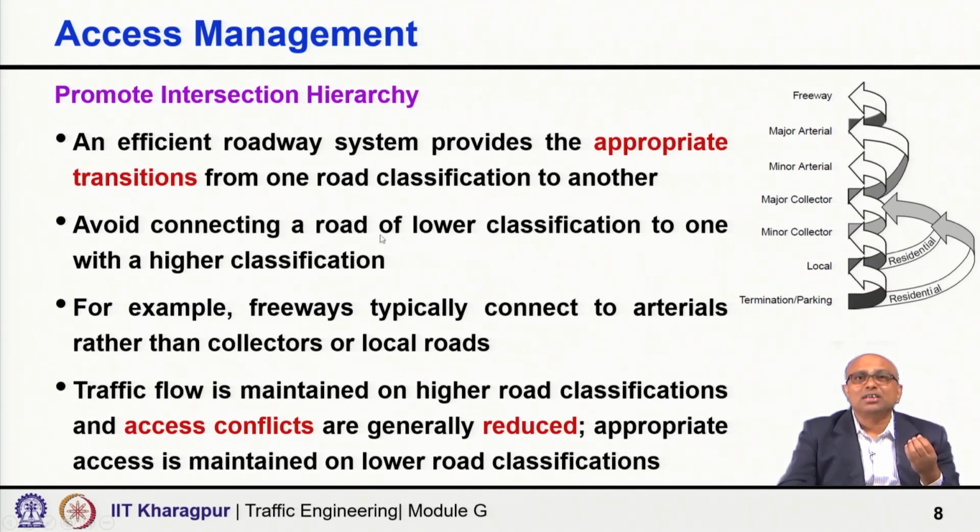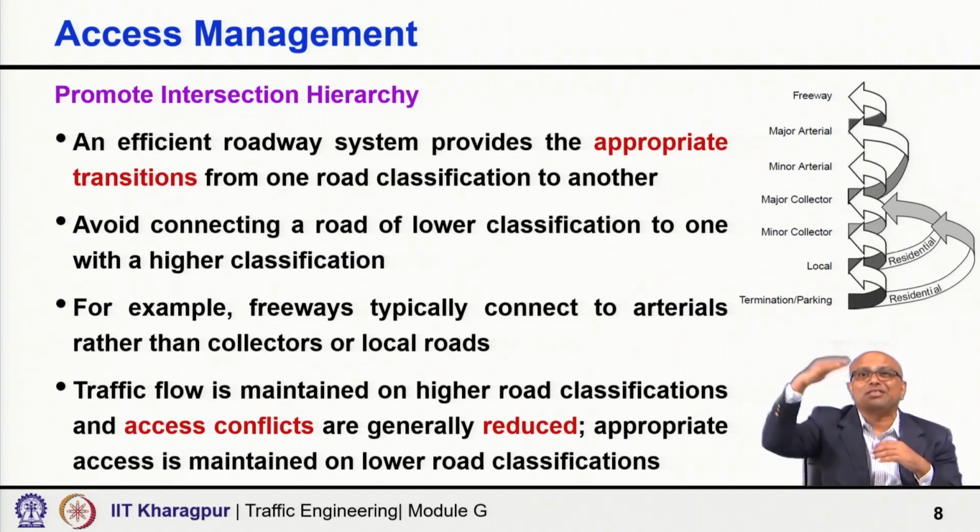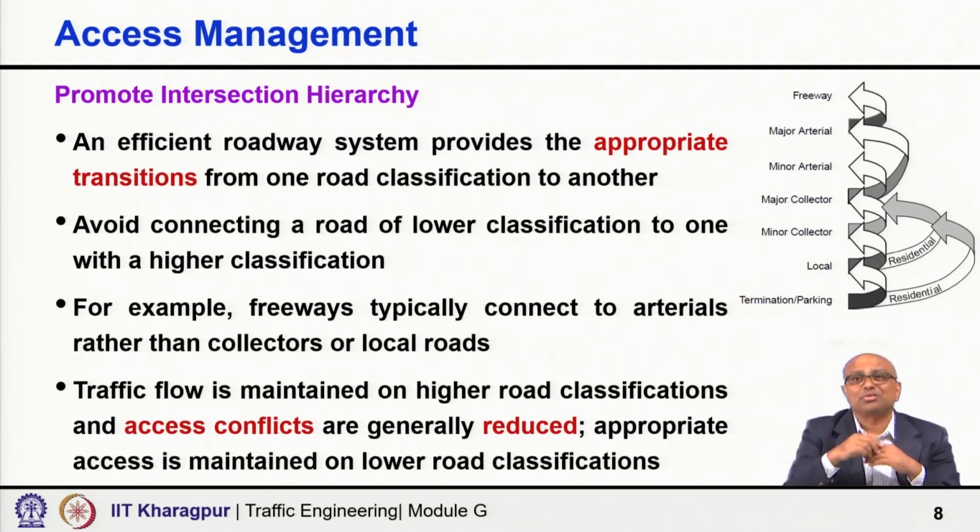So, avoid connecting a road of lower classification to one with a higher classification, with multiple classifications in between. That is the main point. Obviously, connecting to the immediate higher or immediate lower is not a problem, but jumping 2 or 3 layers in between is not permissible, not desirable.